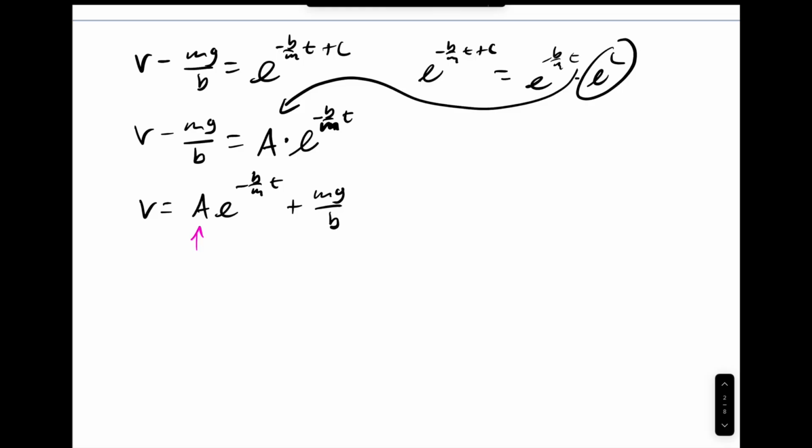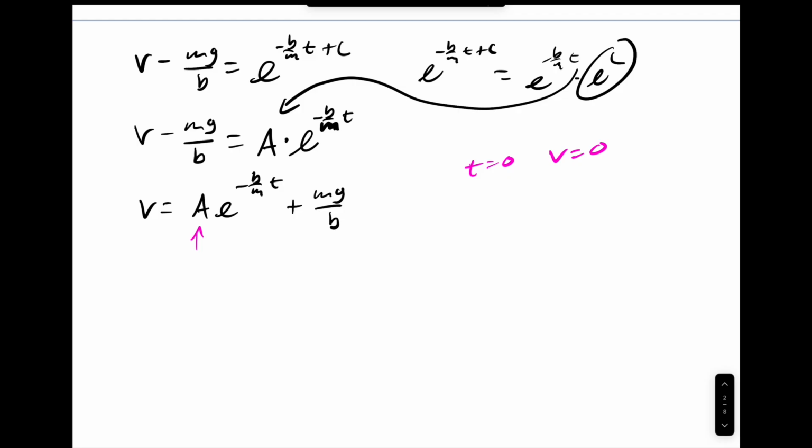Think about the problem. So in this case, the initial condition would be that I dropped it. So that means initially, at time 0, the velocity was 0 when I let it go. So I'm going to use that right now. I'm going to say, well, when t was equal to 0, v was equal to 0, just as is appropriate for this problem.